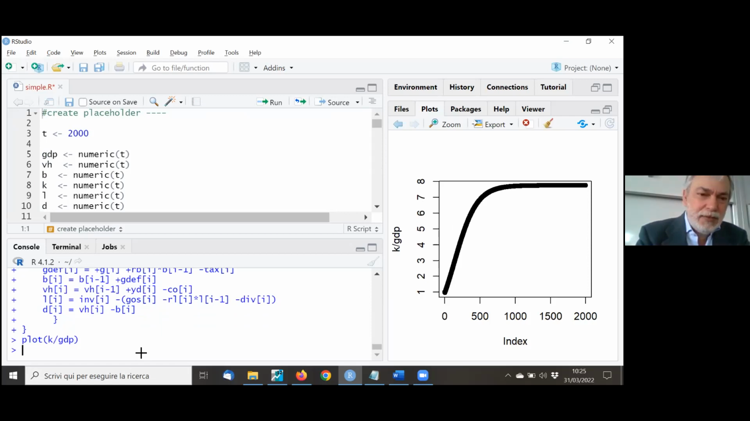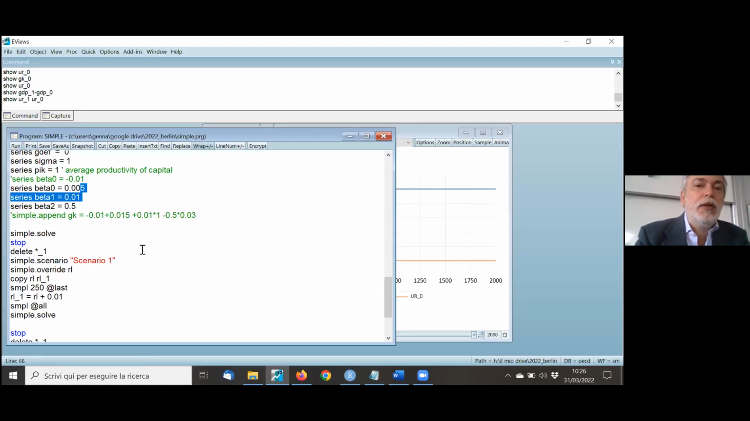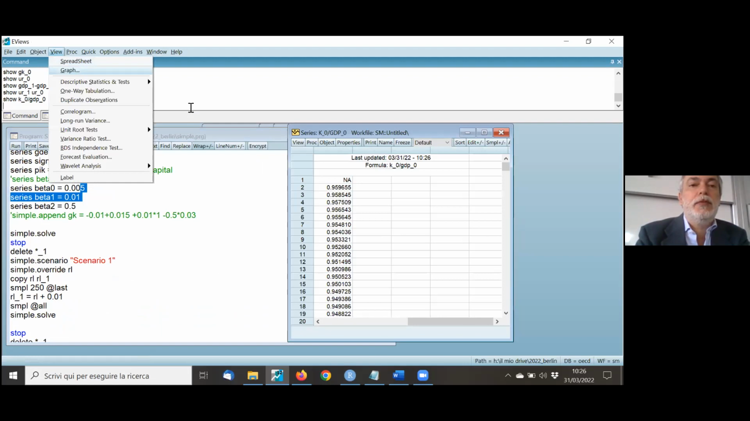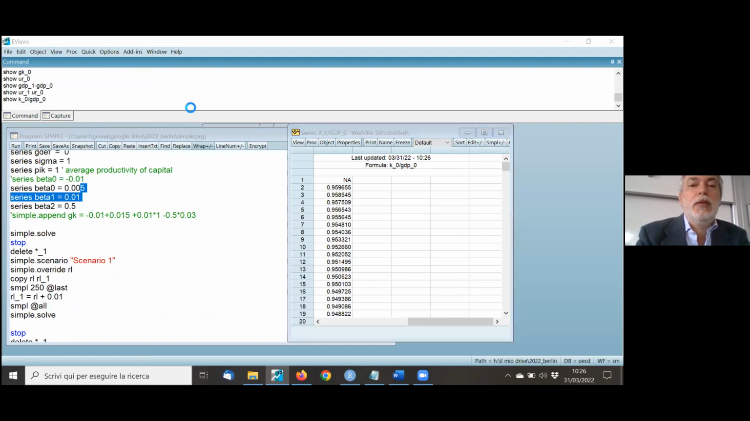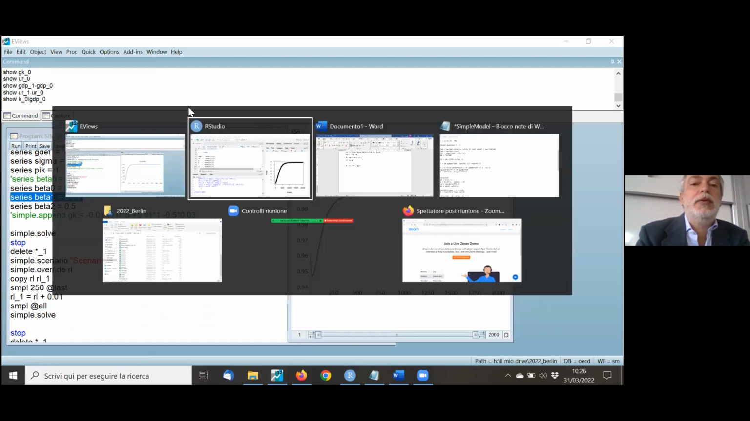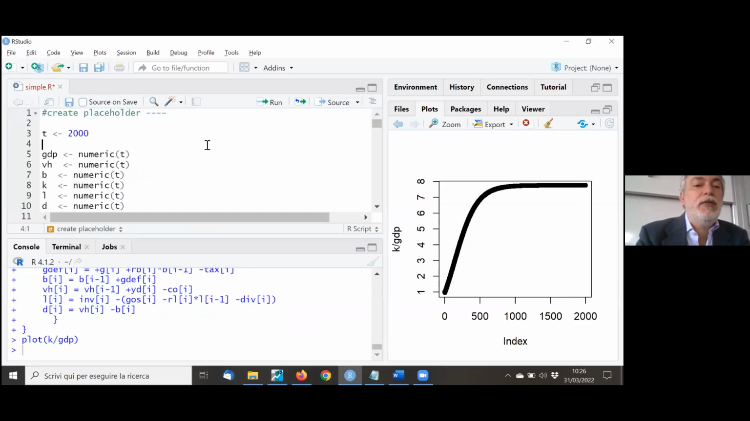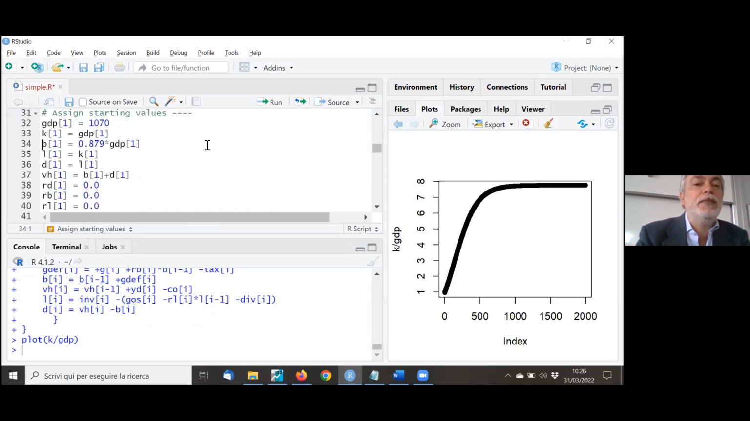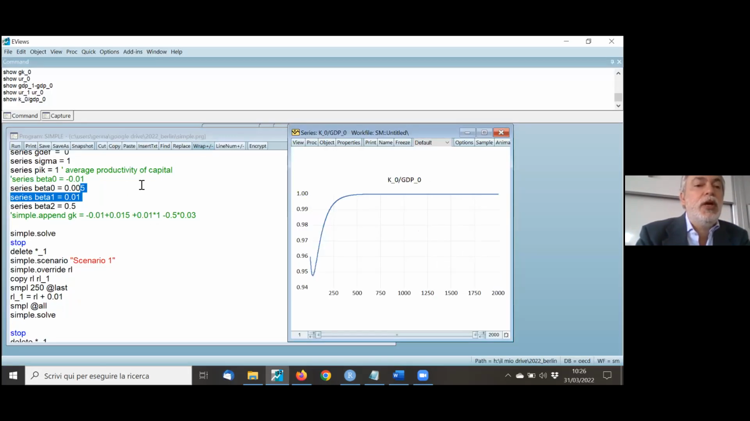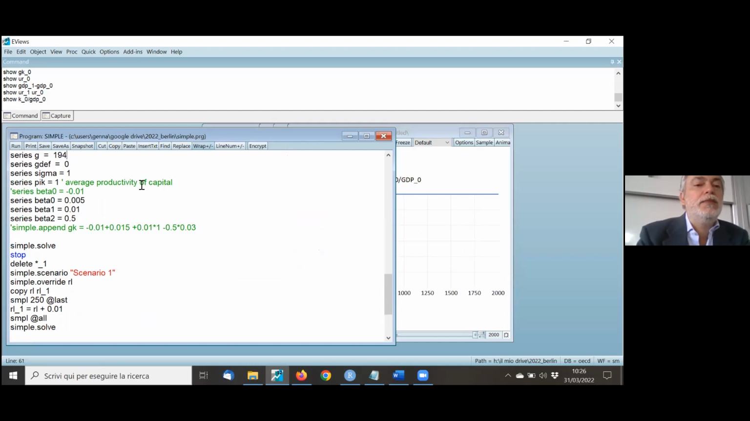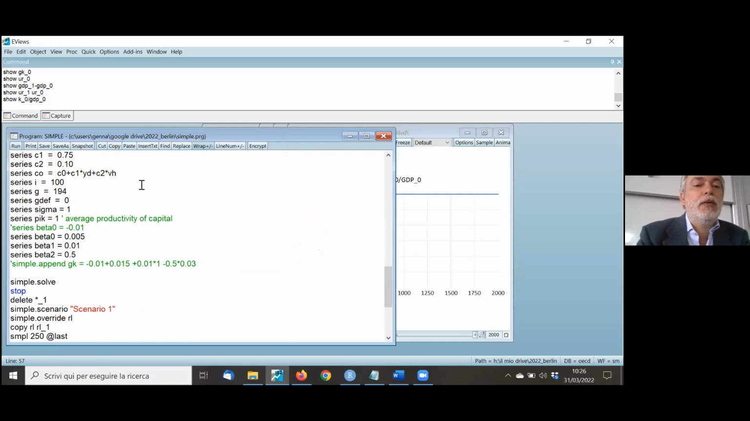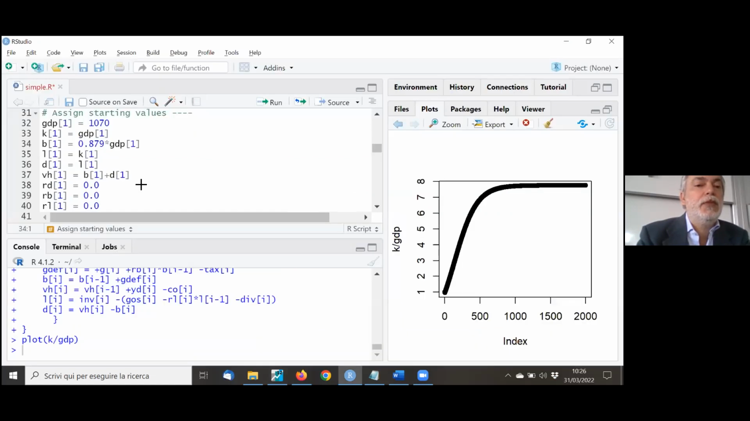It goes to 8. No, there's something wrong here. We have not updated everything. So what else did we change? Oh yes, we didn't update the interest rates.